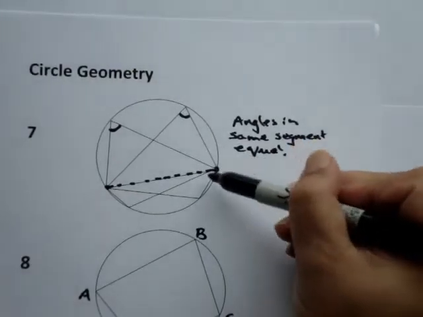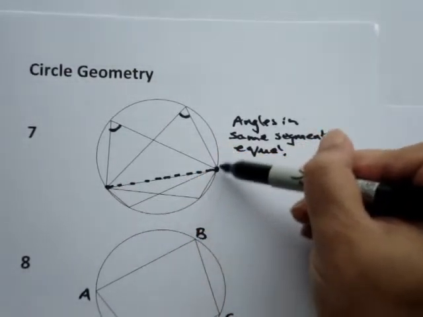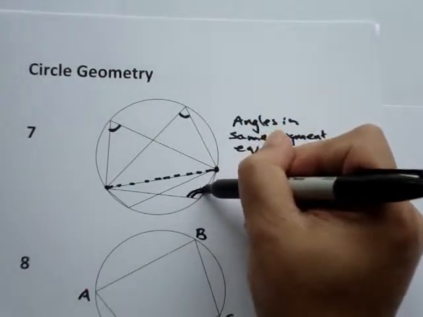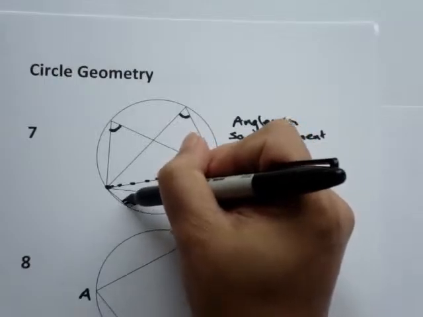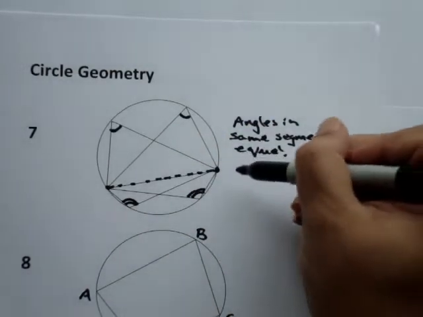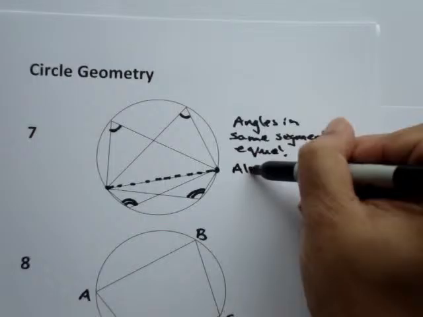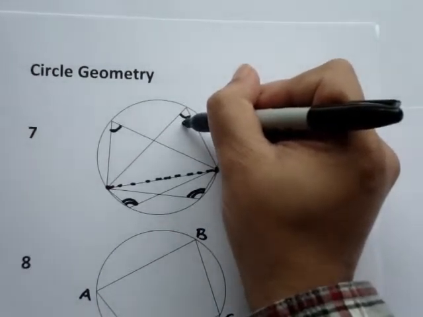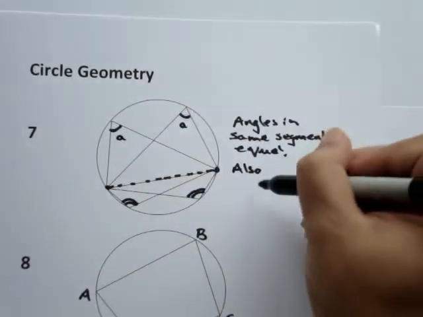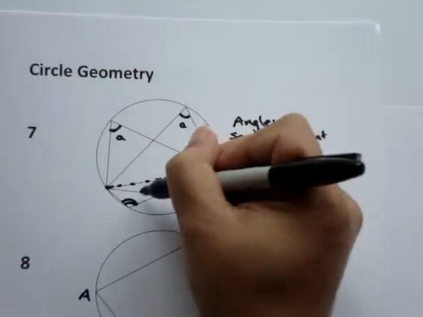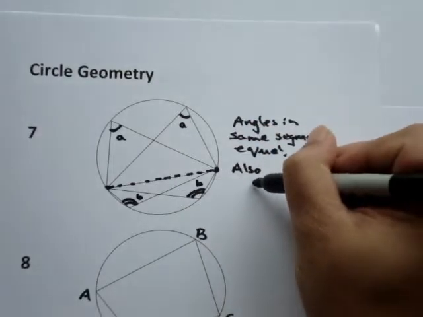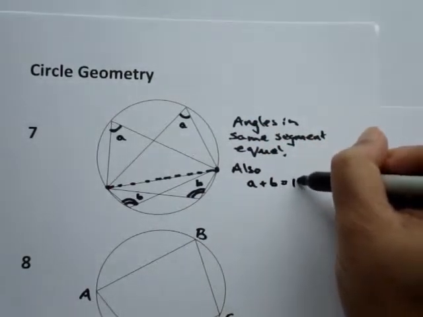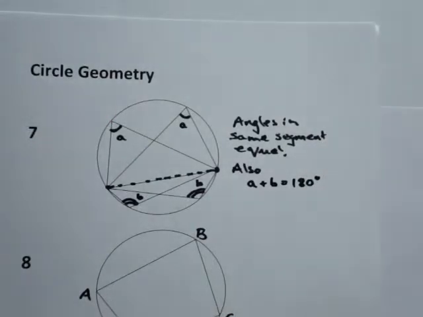Similarly, if we draw in this bottom segment, this angle and this angle will be equal. Also, this top angle, angle A, and angle B at the bottom, A plus B equals 180 degrees.